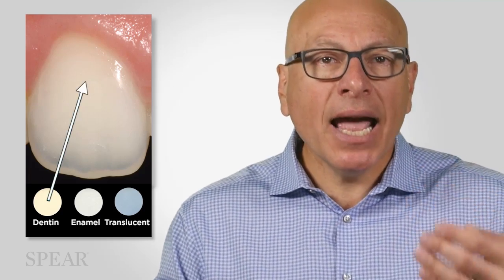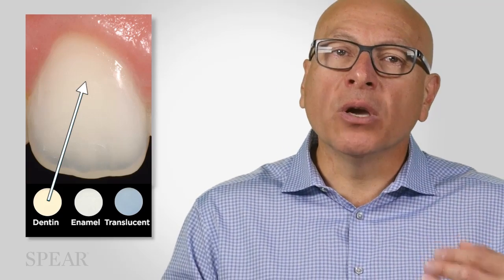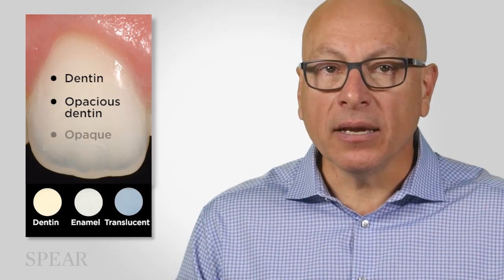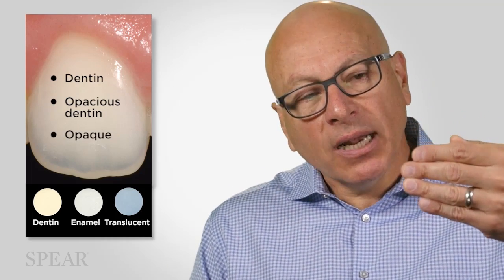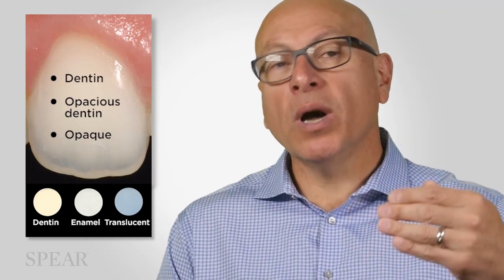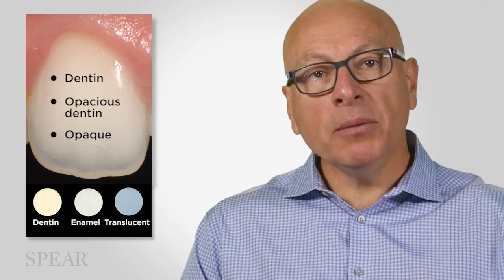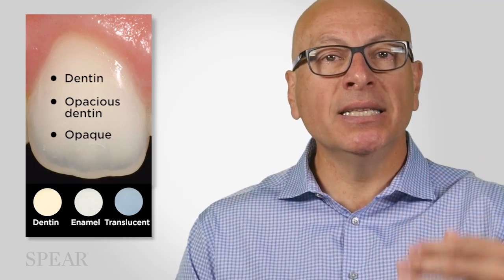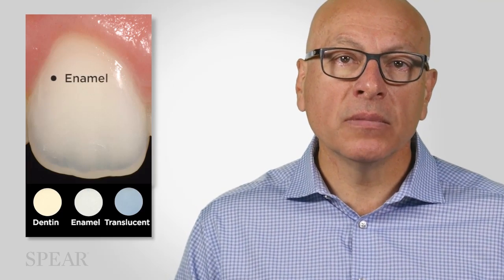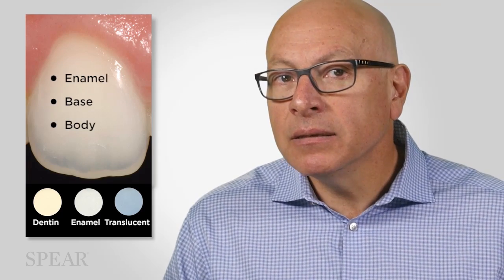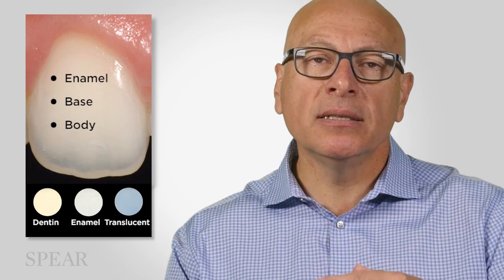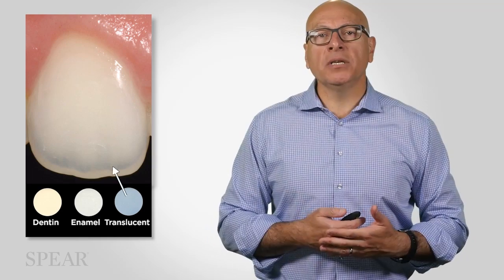Because the dentin-like replacements can be called dentin, opacious dentin, opaque. But again, the nomenclature is something, but you have to realize what that implicates. What does it mean? It means all this naming is for you to use as a dentin replacement. The same with enamel. Some materials are called enamel, base, body, when in reality they are materials that simulate enamel. And it's a little easier with the translucent materials.